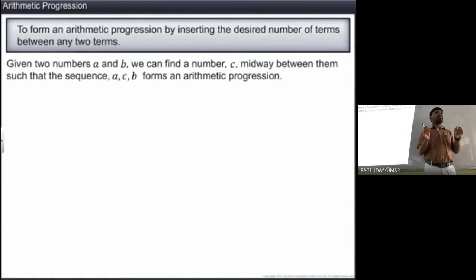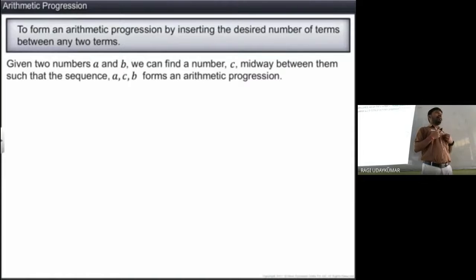In between the two numbers, if you are inserting some numbers, then also it forms an arithmetic progression. That concept we have not learned. Arithmetic mean: suppose you are inserting one number between two numbers, and the three numbers form an arithmetic progression, then the middle number is called the arithmetic mean of the remaining two numbers. That you have learned, just one number. But now, to form an arithmetic progression by inserting the desired number of terms between the two terms.